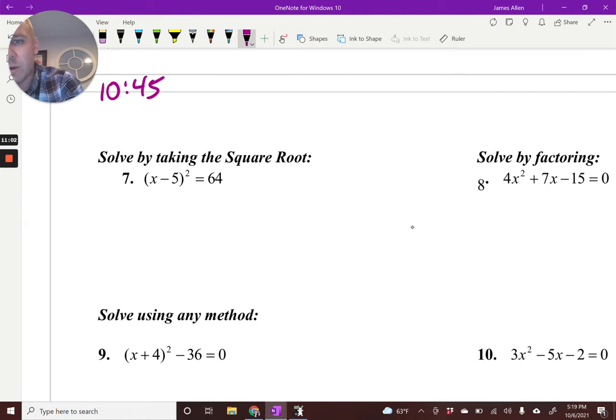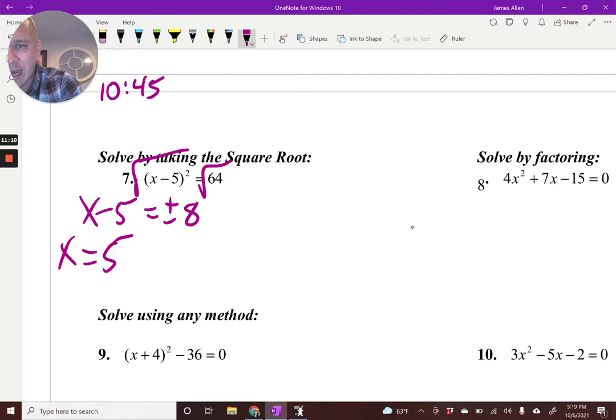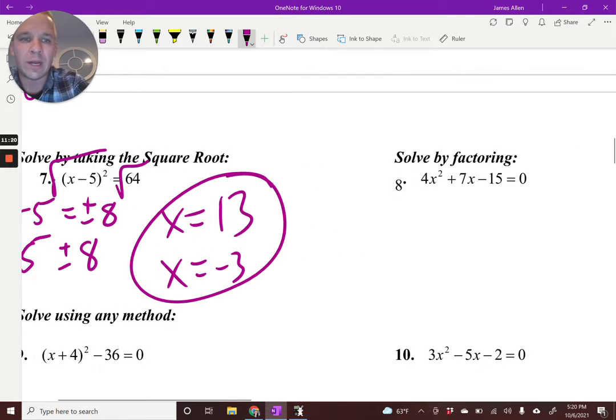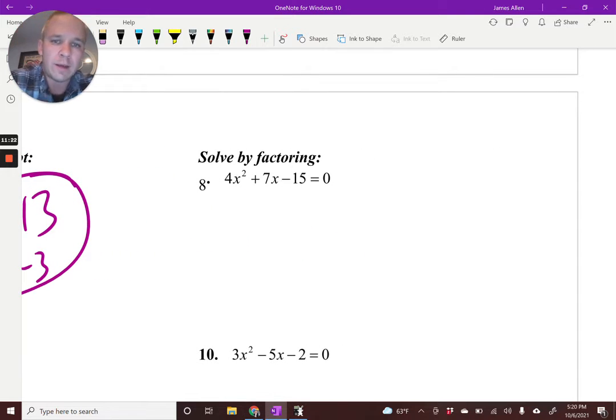So solve by taking the square root. I'm going to square root on both sides. And I get x minus 5 equals plus or minus 8. So I will have x equals 5, if I add 5 over, plus or minus 8. So I'll get x equals 5 plus 8 is 13, and 5 minus 8 is -3. America. Moving on.